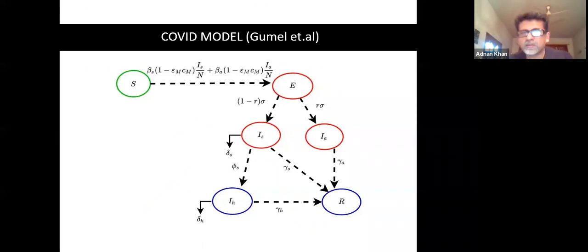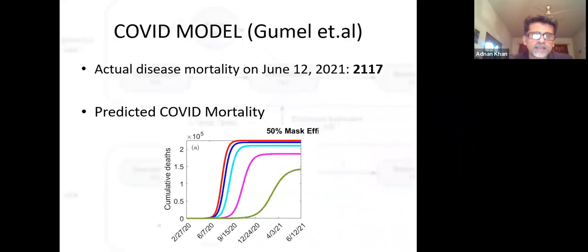Then the same group did another model, this time for Nigeria. And they took a simpler model. It was susceptible, latent, symptomatic, asymptomatic, isolated, and recovered. That's the model they took. And they tried to see what would happen in Nigeria as a whole. And they did it over, say, 8 months, right?